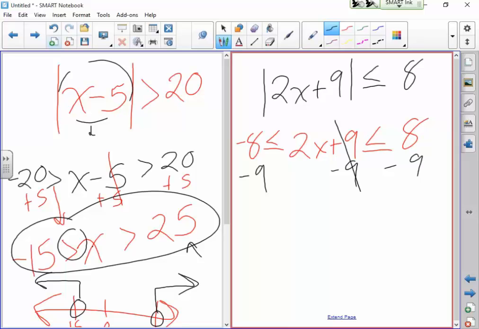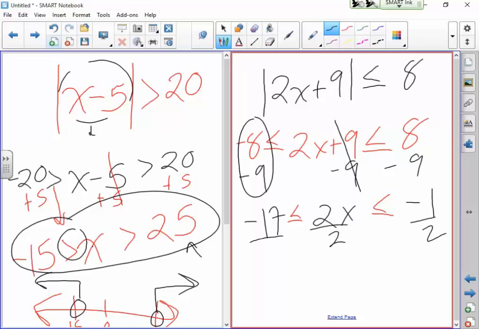So 8 minus 9 is what? Negative 1. I've still got a 2x in the middle. And over here, what do we have? Negative 17. What happens now? I dropped these signs. Final steps. Divide by 2 on every side.